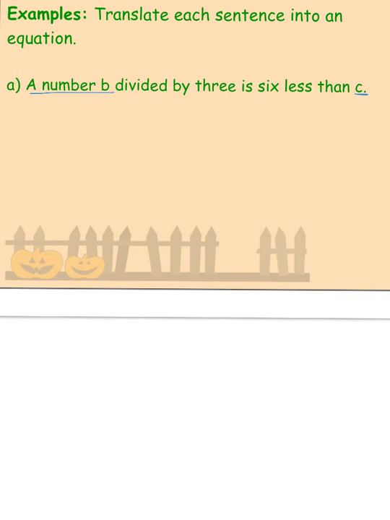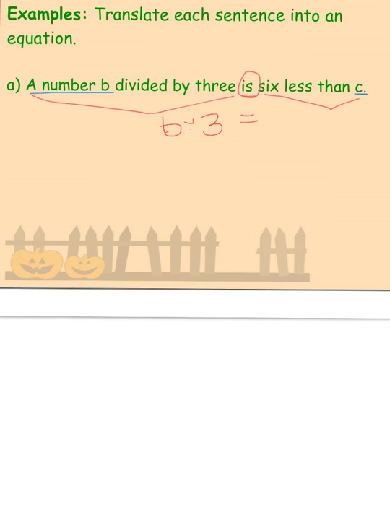Part 2 then says, look for that keyword that's going to tell you where the equal sign is. Hopefully, you can see is right here. That means that's where our equal sign goes. The text that comes before it is going to go in front of our equal sign, and the text that comes after is going to come after the equal sign. So let's just look at this first part of the text. A number B divided by 3. So I'm going to take B, divide by 3. Then we get to our is keyword.